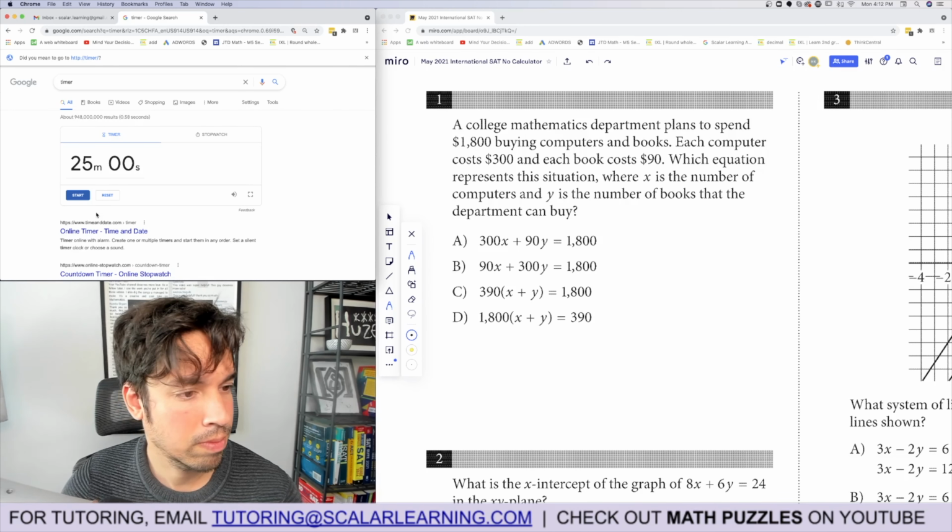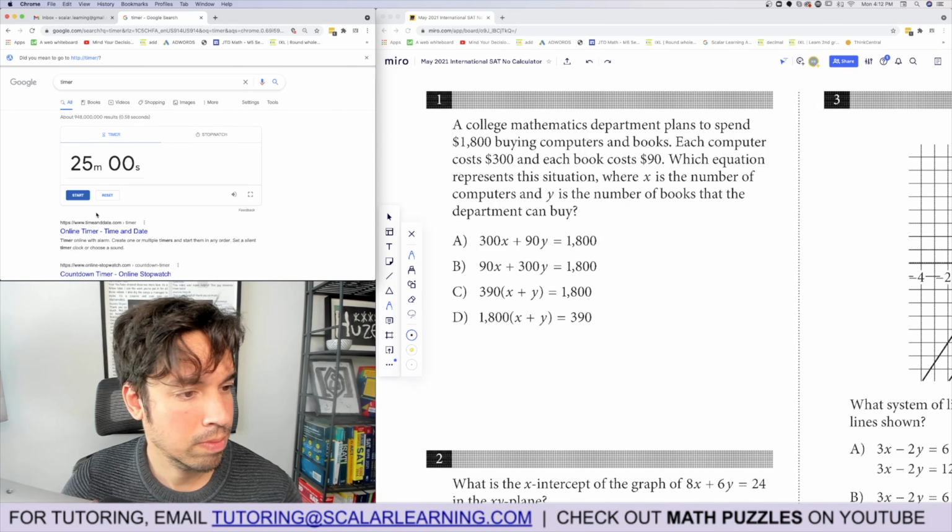All right, a college mathematics department plans to spend $1,800 buying computers and books. Each computer costs $300 and each book costs $90. Which equation represents a situation where X is the number of computers, Y is the number of books, and it plans to spend exactly $1,800? There's my equation: 300X plus 90Y equals 1,800. Boom, done. Just make sure I didn't make any mistakes. Each computer costs 300. X is the number of computers. Nailed it.